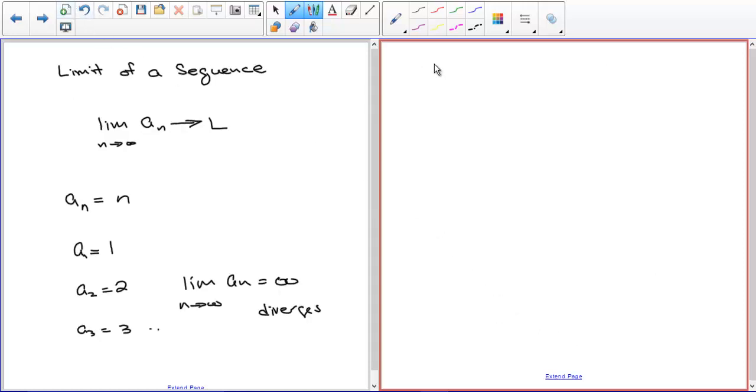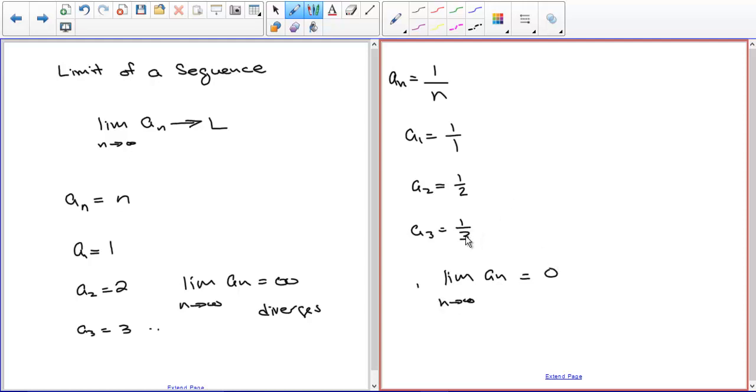What about something like 1 over n? So let's say a sub n equals 1 over n. So a sub 1 would be 1 over 1, a sub 2 would be 1 over 2, a sub 3 would be equal to 1 over 3. So what would be the limit of a sub n as n goes to infinity? Well, the answer would be 0, because if I plugged infinity in there, I'd get 1 over infinity, which is 0. So that is an example.